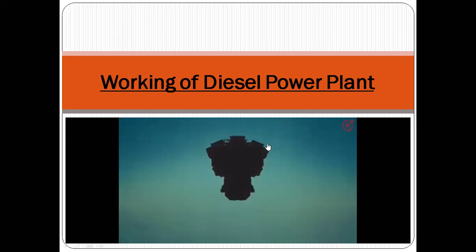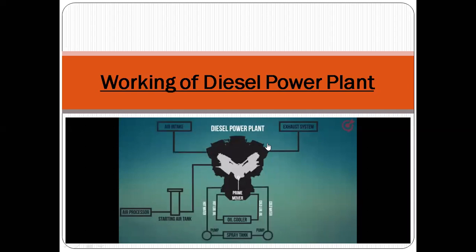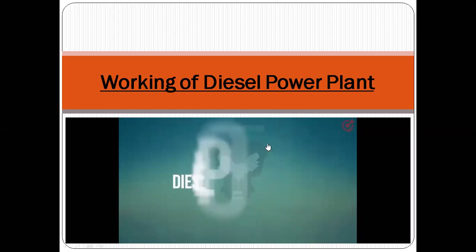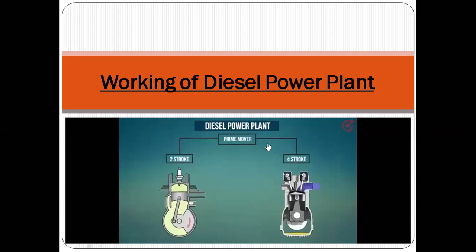The various subsystems of a diesel power plant are prime mover, starting system, lubrication system, exhaust system, cooling system, air intake system, and fuel system. So let's learn about each of the subsystems in a bit more detail. In a diesel power plant, the prime mover is a 2-stroke or a 4-stroke multi-cylinder diesel engine.